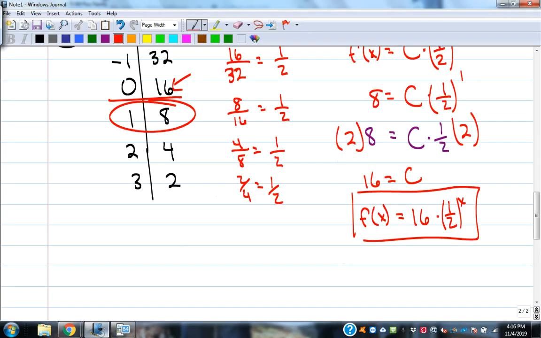So if the a value is a big number, like an improper fraction or a larger whole number, then you're dealing with exponential growth. If it's a small fraction, so just a regular fraction like 1/2, 2/3, anything less than 1, then it's going to be exponential decay. That's always the case there. So, but easy to do.